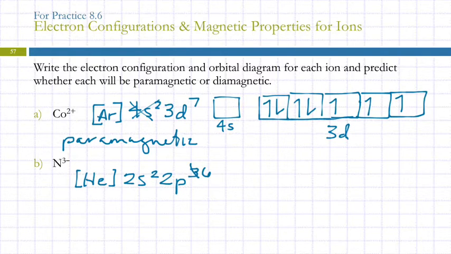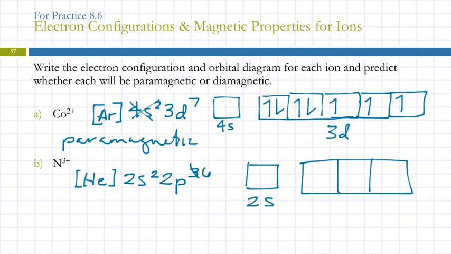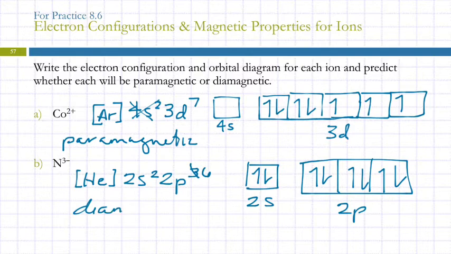Okay? So the orbital diagram, we've got 2s, and we've got 2p. And we've got 2 electrons in there, and 6 electrons in the 2p. Any unpaired electrons? No? They're all paired. So it's what? Diamagnetic. The nitride ion is not going to be attracted by a magnetic field. The cobalt 2+ ion will be.